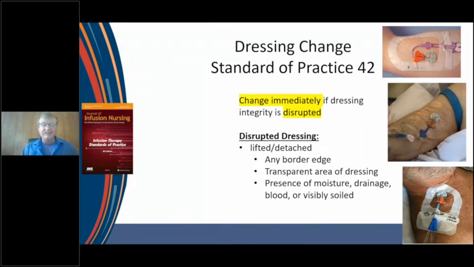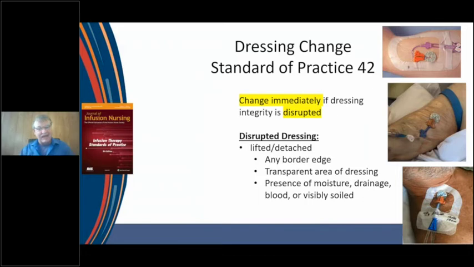Here is something that I have been in some heated discussions with various people about: when to change the dressing. Everybody has their own opinion. Oh, Matt, it doesn't matter if that little edge comes up. I don't want to open the dressing up just for that little fold that's coming up, the little corner. Here is what that little fold of that corner is. It's the beginning of the end of the dressing. That's what that is. The standards tell us exactly what we need to do.